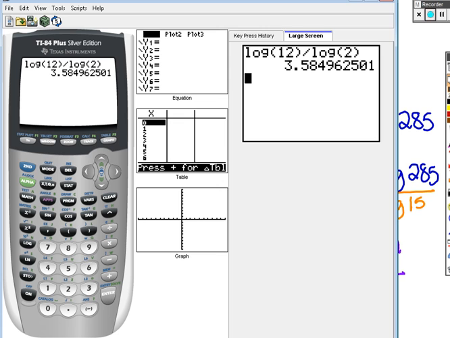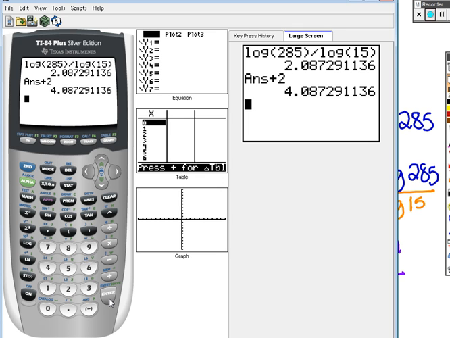I can do a common log on the calculator. Log base 10 is what we're looking at. So I have log of 285 divided by log of 15. Then I'm going to add 2 to that. And notice I'm hitting equals here because I want to add 2 first, then divide by 3. And I'm getting out about 1.36 for x.